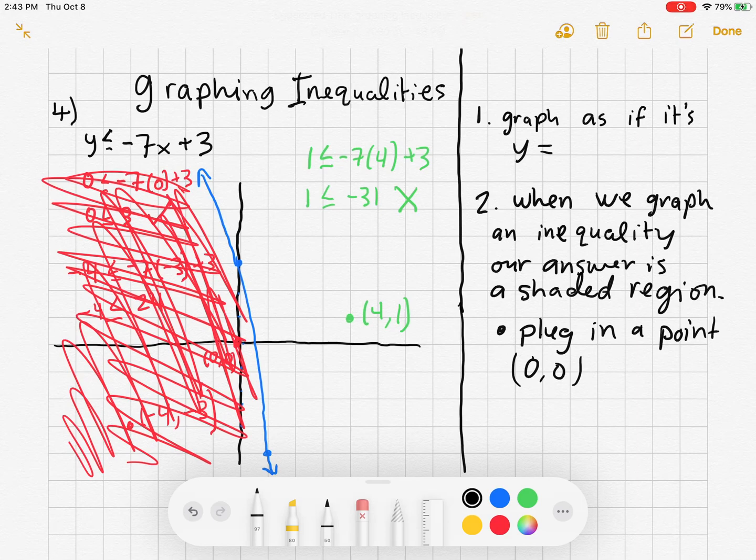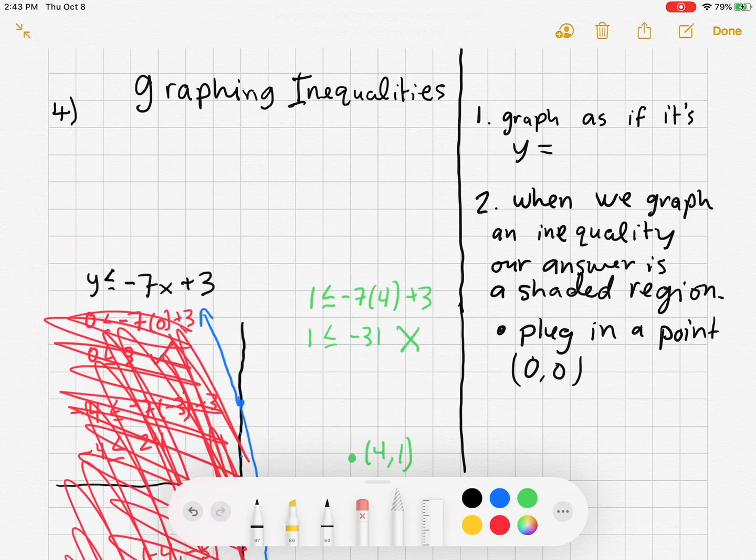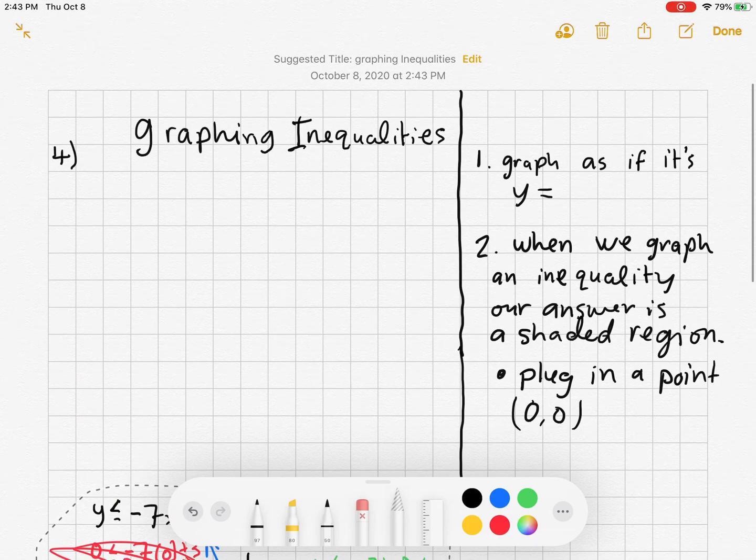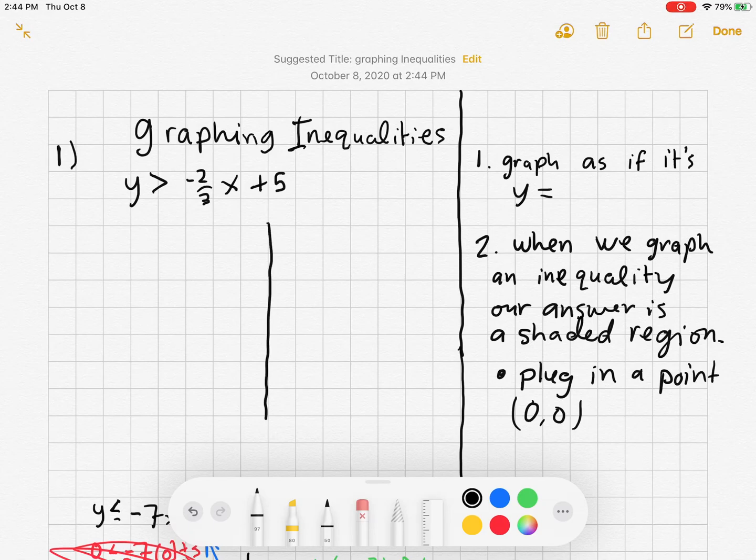Let's try one more example. Let's do number 1 from your homework. We have y is less than negative 2/3 x plus 5. So we go ahead and sketch that in really quick. I'm just going to graph the line. Super speed: 1, 2, 3, 4, 5. We go down 2 over 3, down 2 over 3. That's enough to make our line.